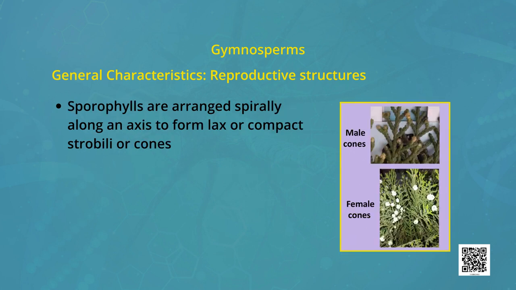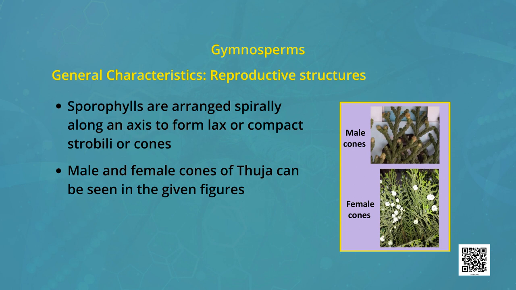Sporophylls of microspores and megaspores are arranged spirally on the axis or central region. This makes a compact structure called cones or strobili. In the given picture, both male and female cones are visible on a Thuja plant. This is a very common plant which you must have seen. Male cones are present on higher branches and female cones are present on lower branches.